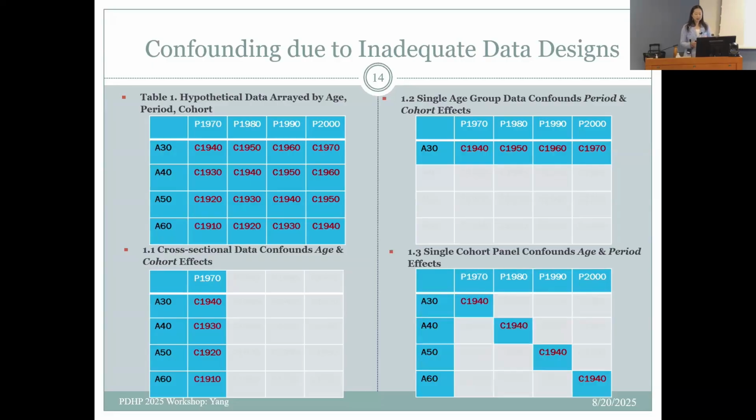And lastly, the problem with a single-cohort longitudinal panel is the confounding of age and period effects. If we take the diagonal of the 1940 cohort, at baseline they're age 30. In 1970, 10 years later, they aged by 10 years, so they're 40 in 1980. So within the cohort, age and period are the same variable, and you cannot tell them apart. These are very common problems with these kinds of data.